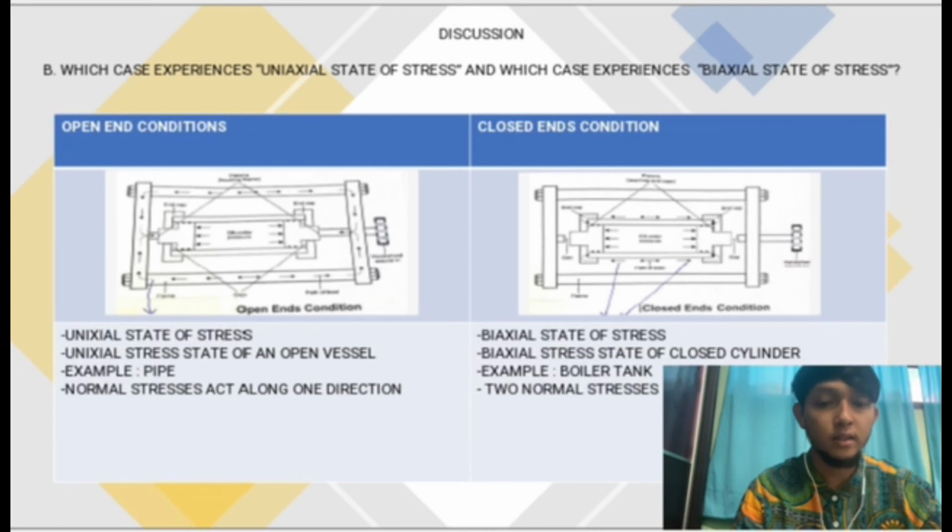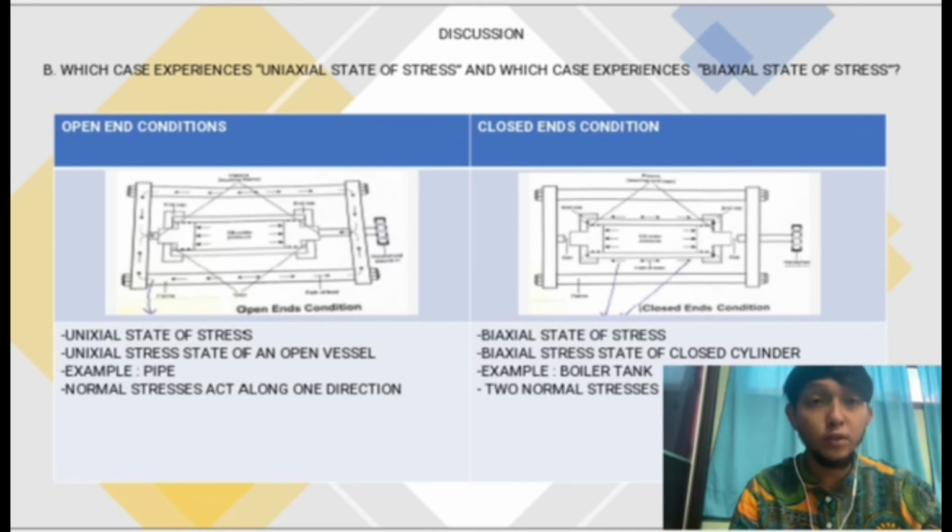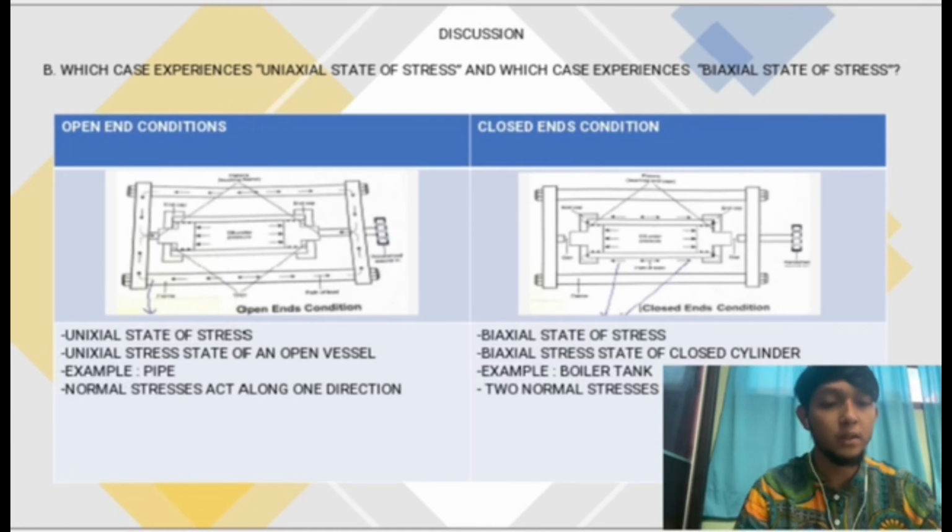Open-ended is essentially a pipe, while a closed-ended cylinder can contain a pressurized fluid produced by oil under pressure. The internal pressure keeps the skin stable and the end makes the stress biaxial, consisting of hoop and tensile stress from the end.